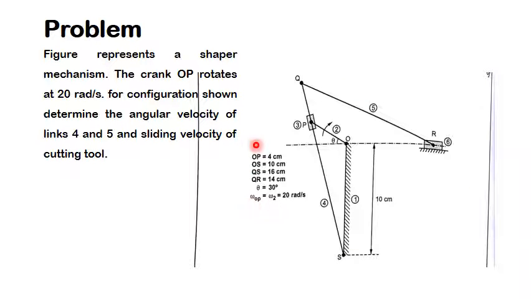So you can see the length of various links have been given, and at the given instant the angle of inclination of this link, the crank OP, is also given, which is 30 degrees, and the angular velocity of the crank is also given, which is 20 radians per second. So what has been asked is for link 4 and link 5, you need to determine angular velocities, and for link 6, which is the slider actually, or the cutting tool itself, you have to calculate the sliding velocity. So that is the problem statement.